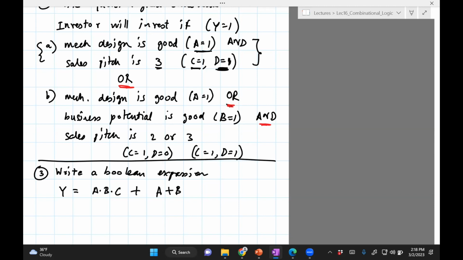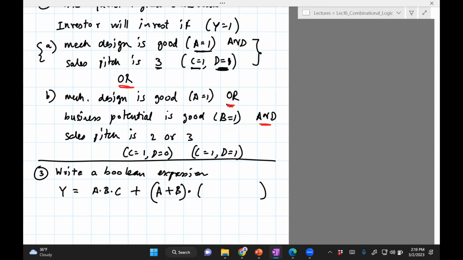So there's a plus. Since b is 1, I write it as b, because a or b both need to be 1 in order for y to be 1. And then there's an AND with another statement, which now should be based on C and D.